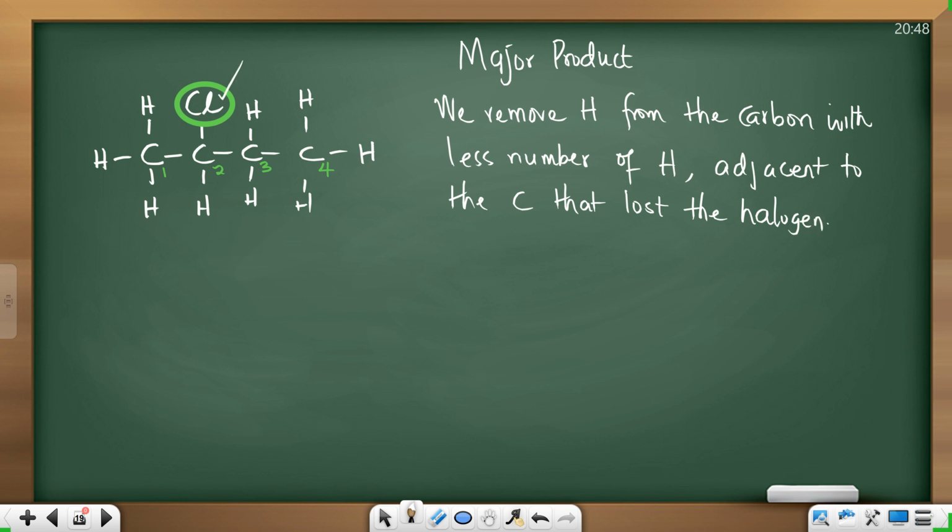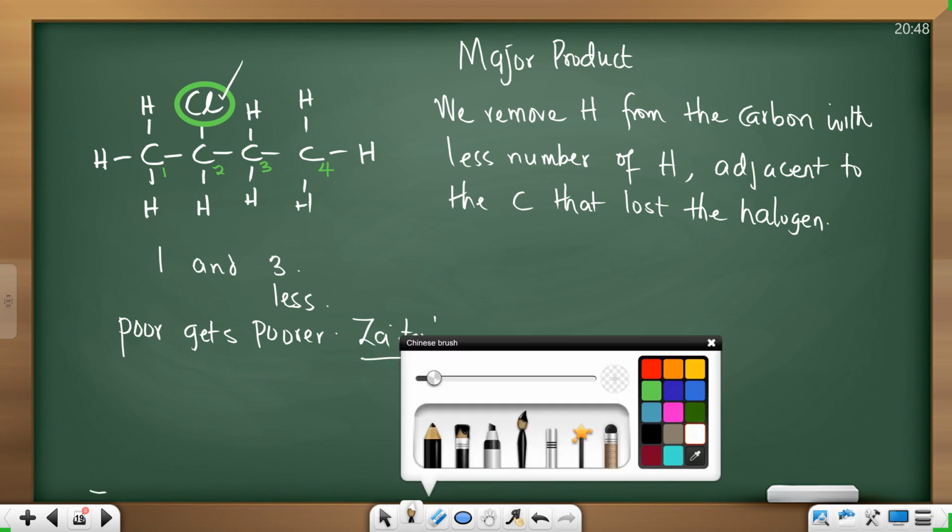So, we lost from here carbon 2. Carbon 1 and 3 are adjacent. Is that okay? But carbon 3 has less. The rich gets richer and the poor gets poorer. Zaitsev's rule. So please take note. The poor gets poorer. Zaitsev. I hope it makes sense, guys.